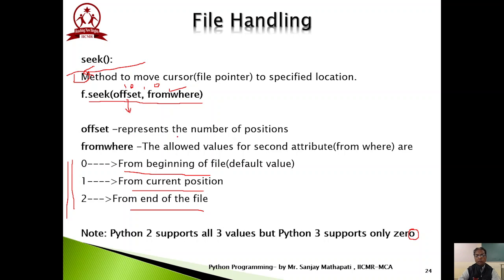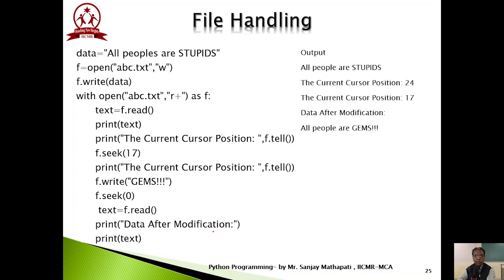So the offset always represents the number of positions, the number of bytes, to move. Similarly, from where is the reference, from where we would like to apply it. This is just the simple syntax of seek. Now let's see one particular example which will deal with f.tell and f.seek.